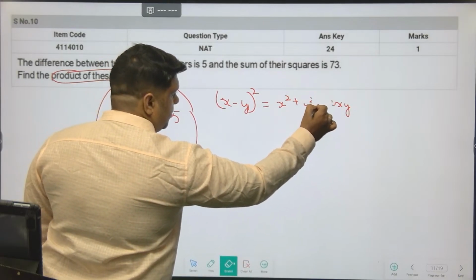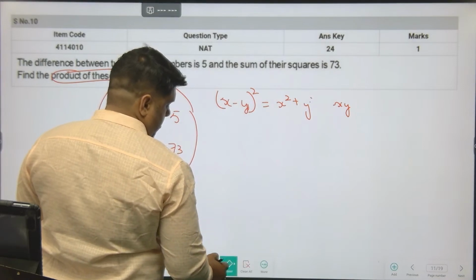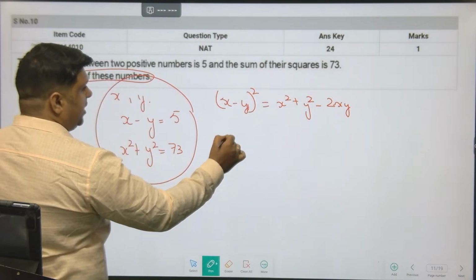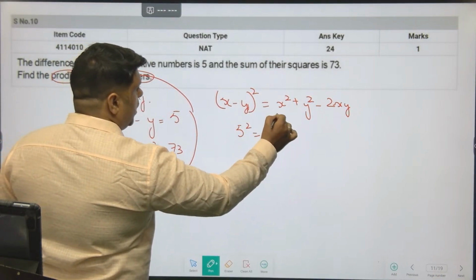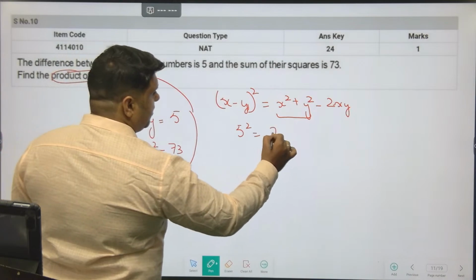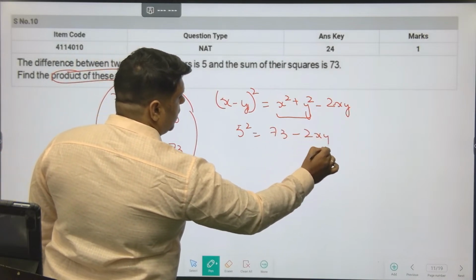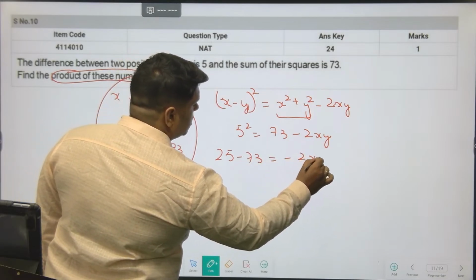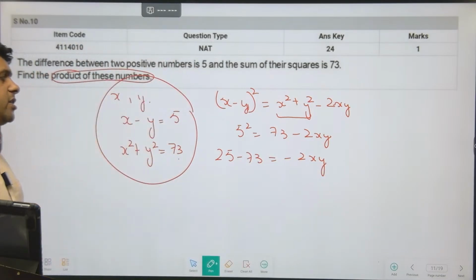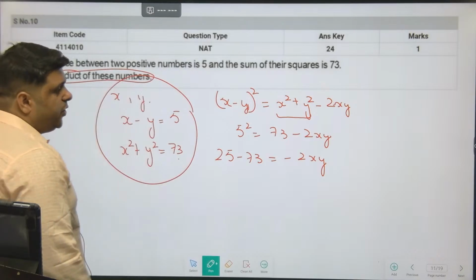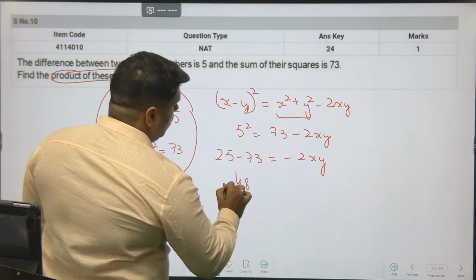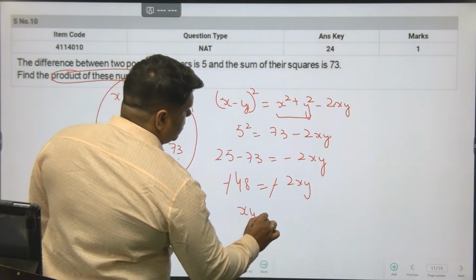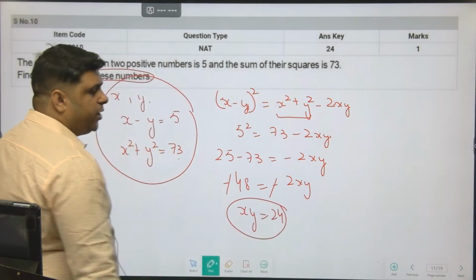So here this will become x square plus y square minus 2xy. So x minus y is 5 square. So for x square plus y square we have the value 73, minus 2xy. So 25 minus 73 must be equal to minus 2xy. When we subtract 25 from 73, we get 48, and that too with a minus. Cancelling the minus from here, we can say xy is equal to 24. So 24 is your answer.